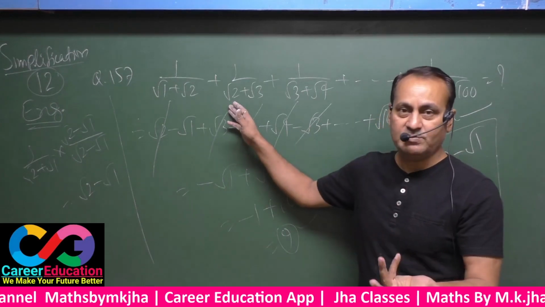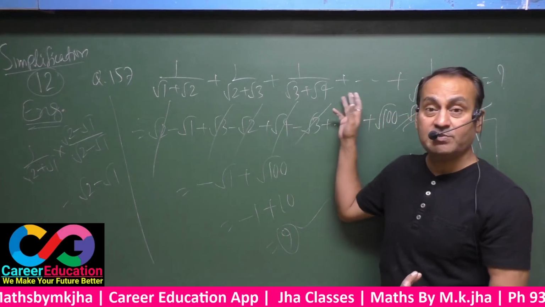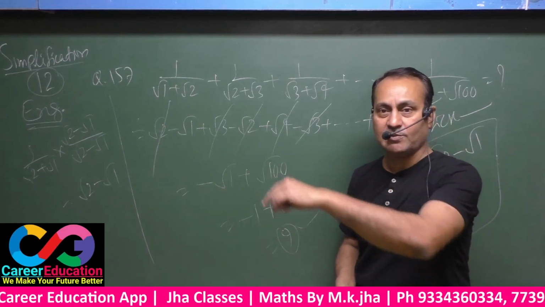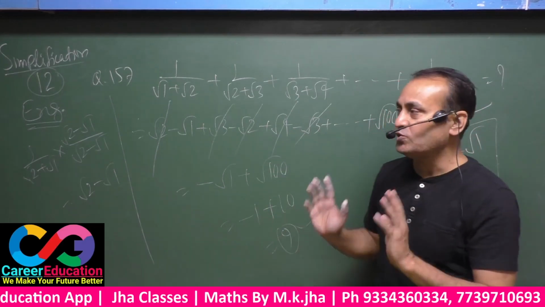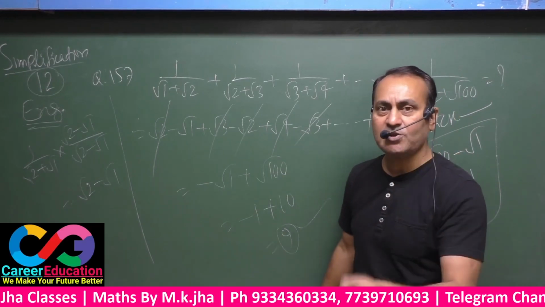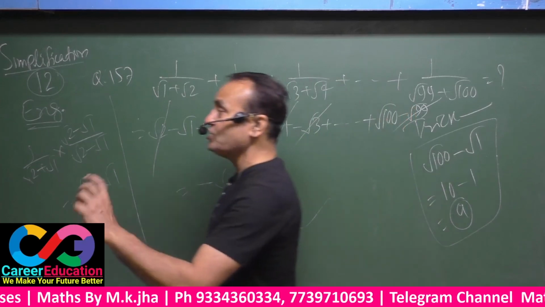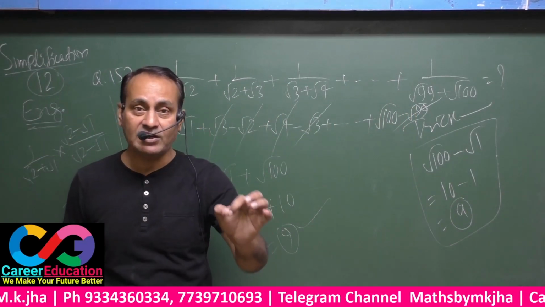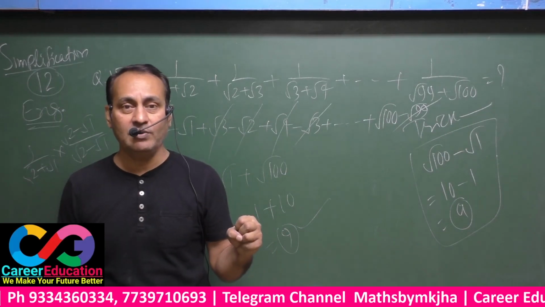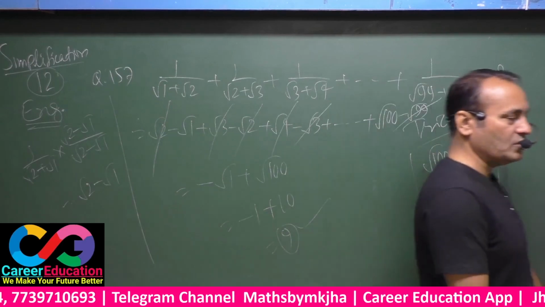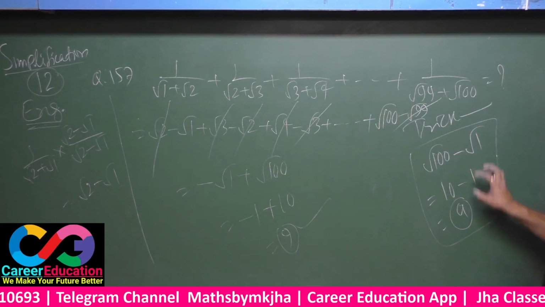2 has been repeated. 3 has been repeated. 4 has been repeated. 5 has been repeated. All the terms except the minimum and the maximum have been repeated there. That's why all the terms except minimum and maximum will be cancelled. Minimum and maximum will remain with you, with a sign you have to recognize. The minimum value will have a negative sign and the maximum value will have a positive sign. That means you can solve such type of questions very easily this way.